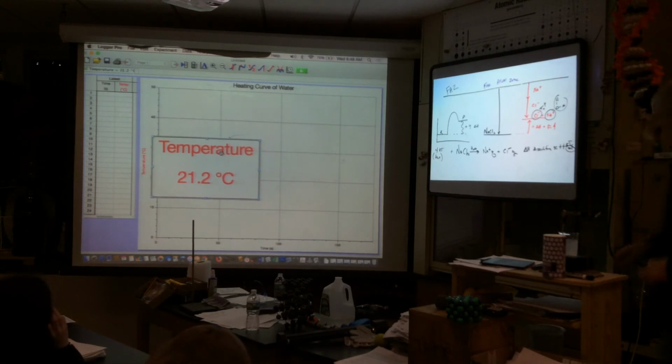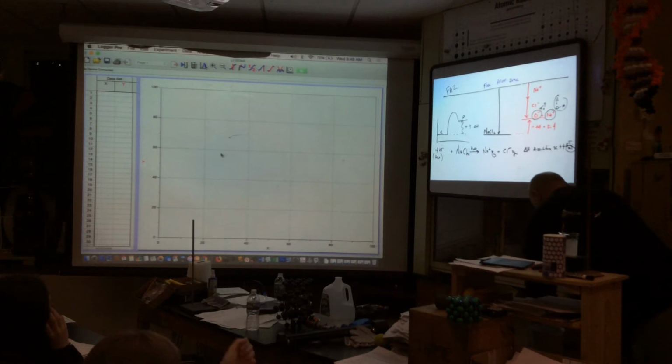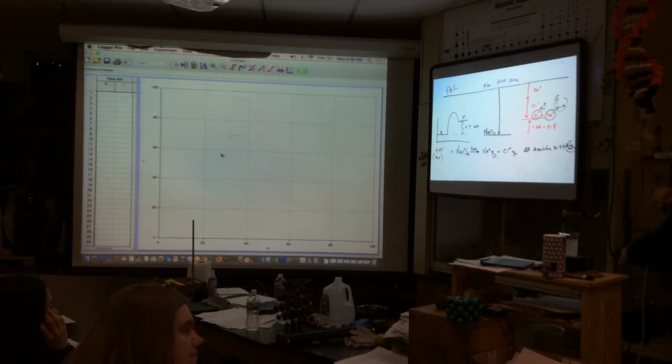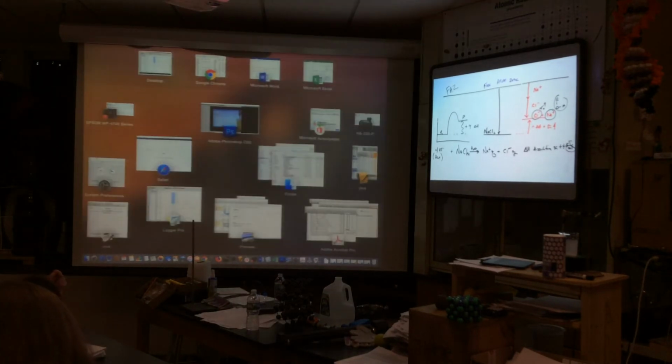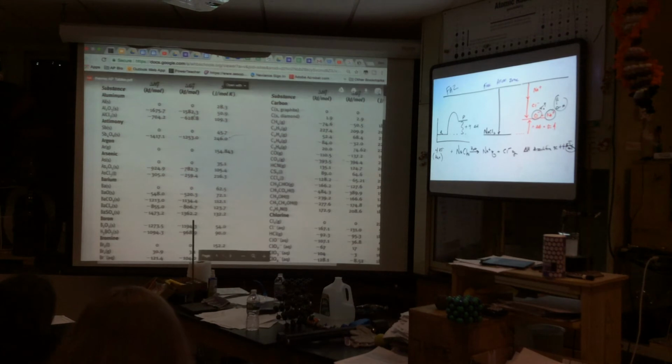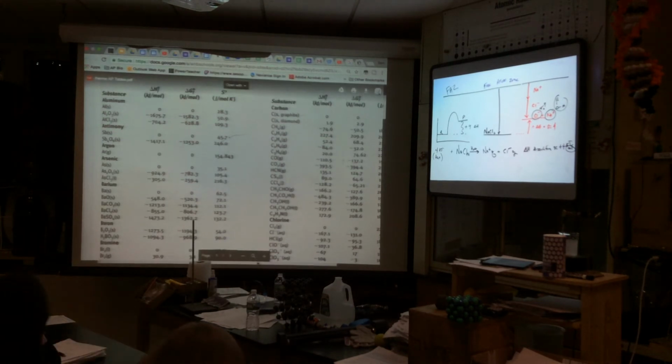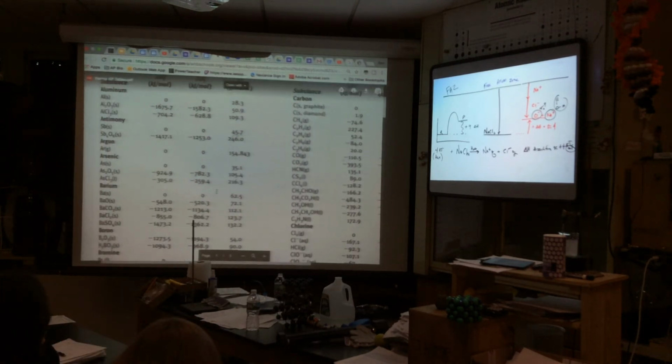Now, getting back to our tables. Let's go back to our tablature. All right, let's go back to this guy right here. Where am I? Here. Anyone see something? Let's look at aluminum oxide.